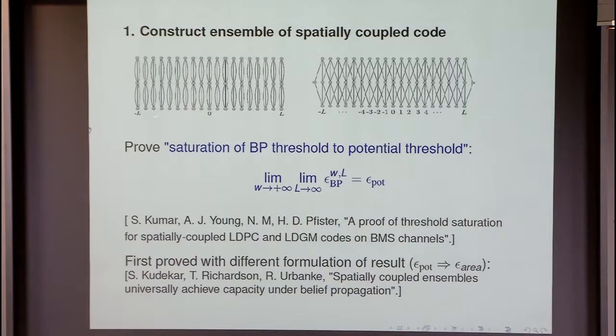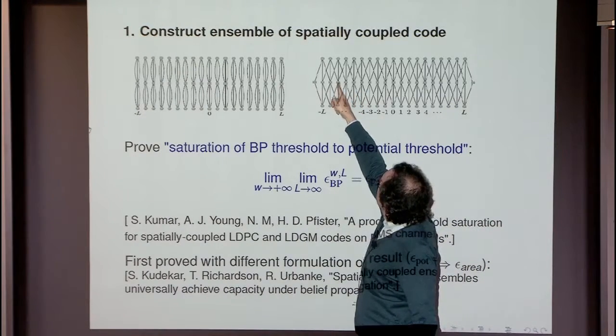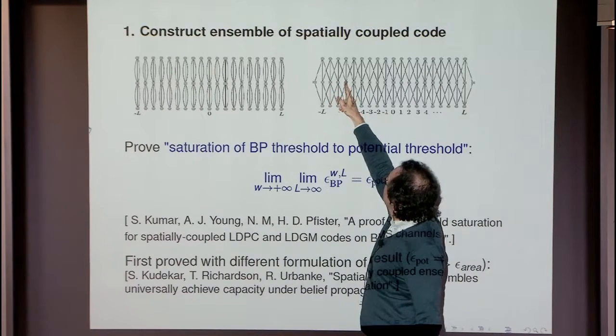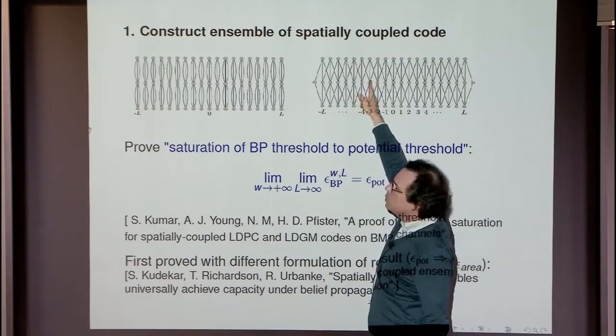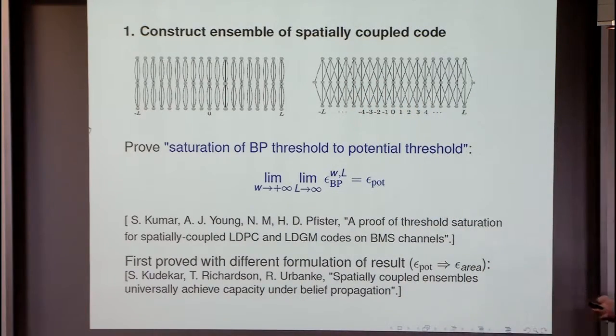And you can control this process and prove that when the length of the chain goes to infinity first, and then the width of the coupling, so W here is a parameter that measures the width of this coupling. So if you take a position up, this position is coupled up to W positions on the left and on the right, say. So when we take the limits in this order, L goes to infinity and W goes to infinity, well, then this belief propagation threshold goes to the potential threshold, okay?